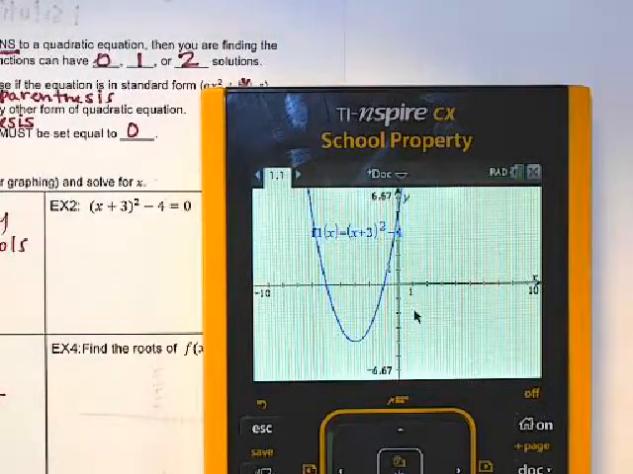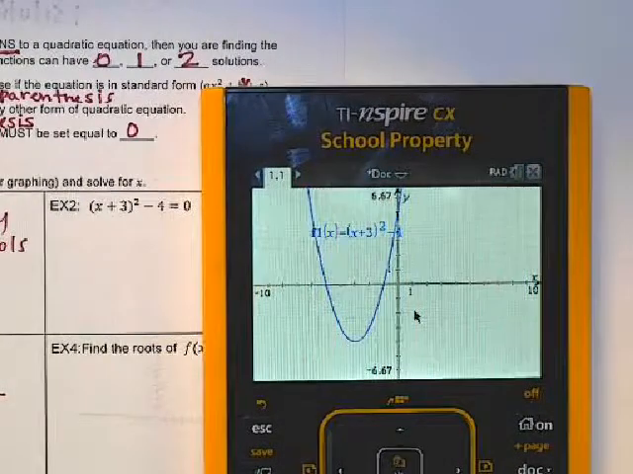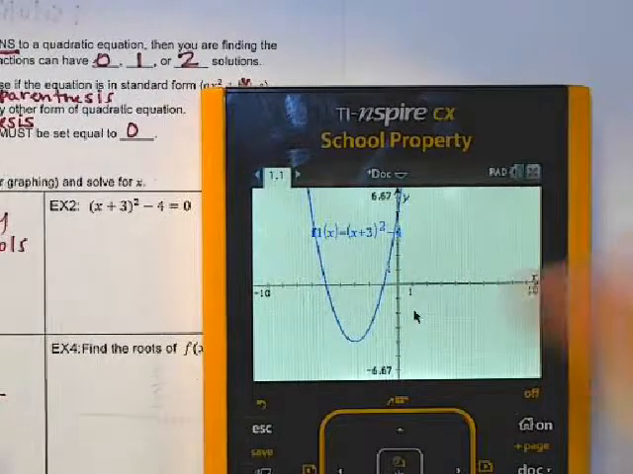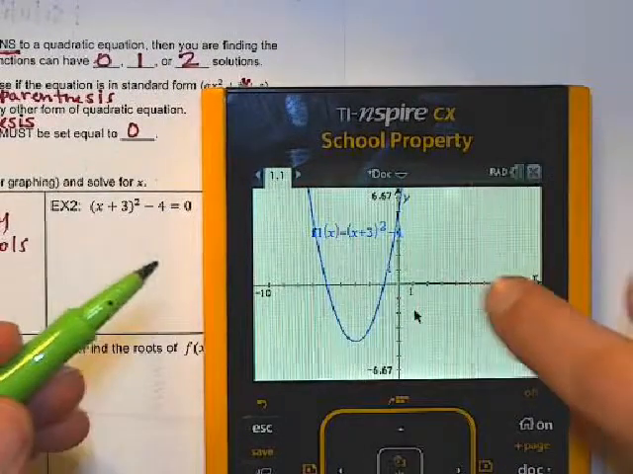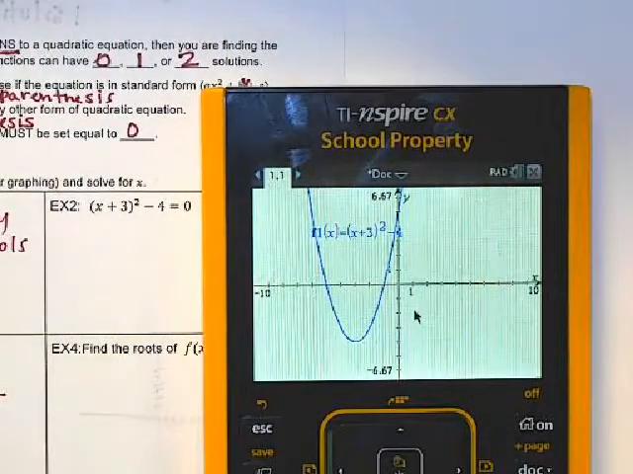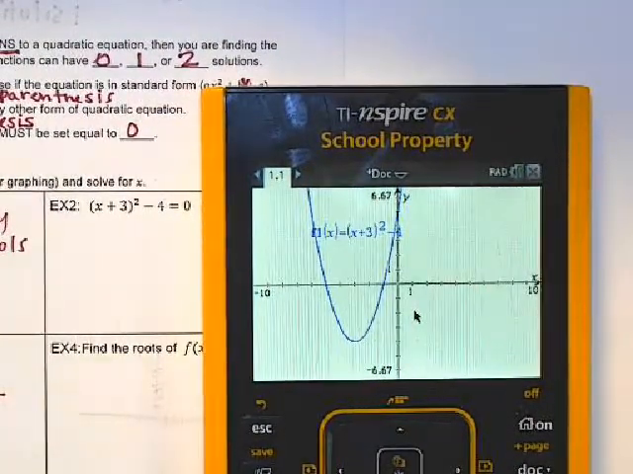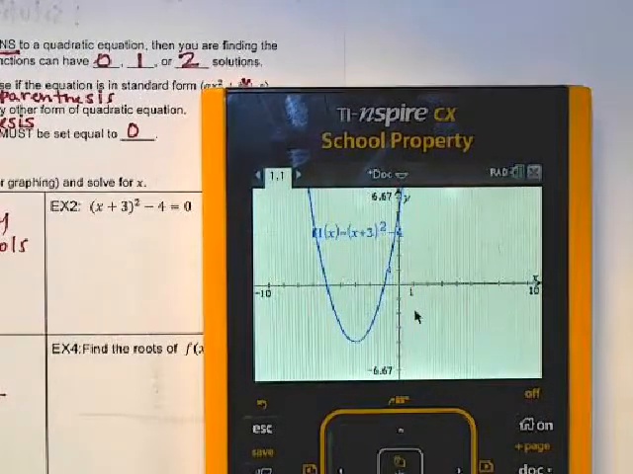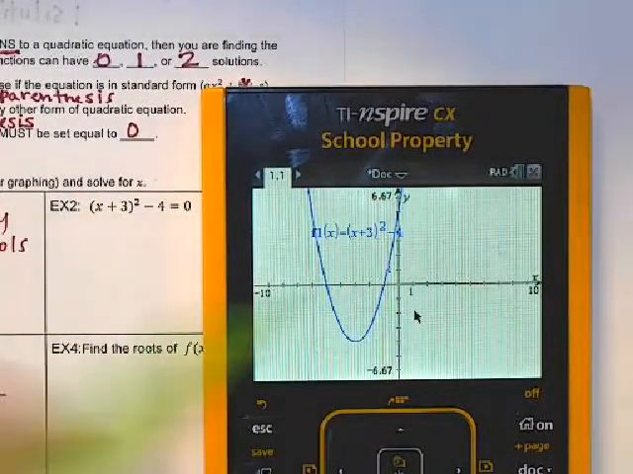Now, this one is an easy one because why? It's right through a perfect point. It hits those dash marks. I could count that this is -1 and -5. Is it always going to be like that? No. So now I'm going to show you how to find these when it's a decimal point or if you have to count a bunch over.